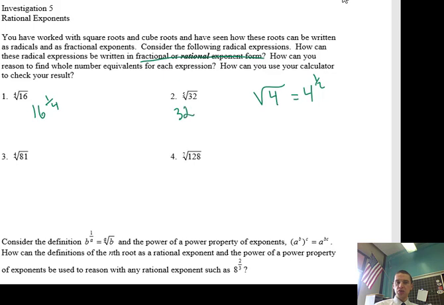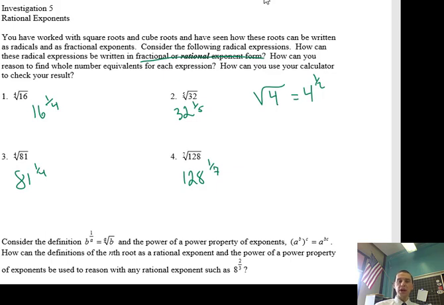Be 16 to the 1/4. Or 32 to the 1/5. Notice that the root goes in the denominator here. 81 to the 1/4 or 128 to the 1/7. This says, how can you reason to find whole number equivalents for each expression? How could you use a calculator?